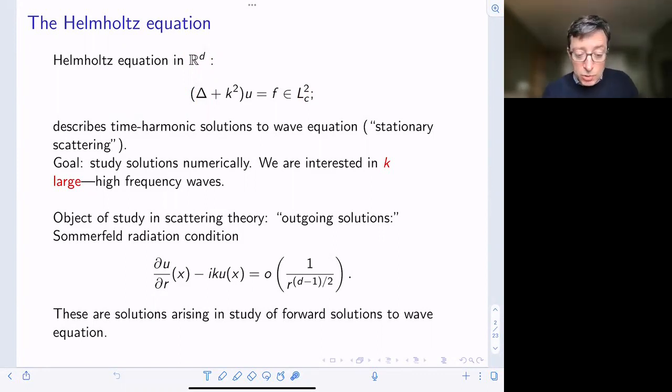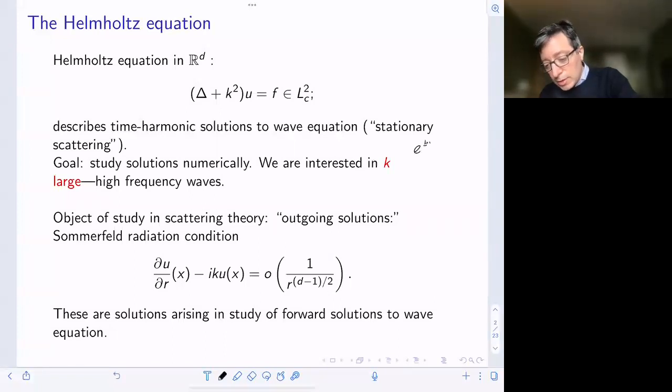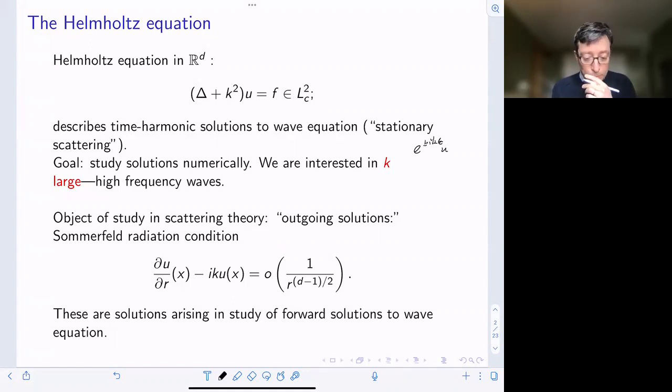The solutions to this equation you can think of, if you prefer evolution equations, as describing time harmonic solutions to the wave equation, because of course e to the plus or minus i k t times u is then a solution to the wave equation. So it's the stationary version of the wave equation. It's what you get if you formally Fourier transform it in time.